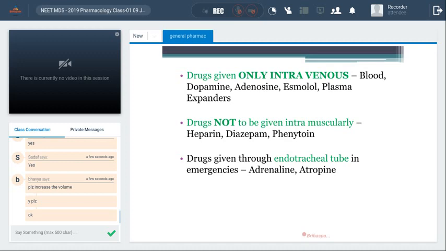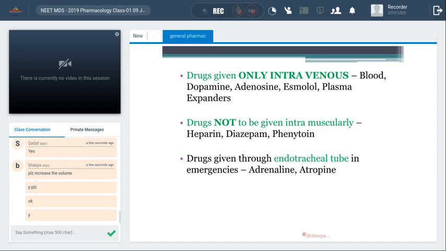And drugs which are given through endotracheal tube. See, what is this endotracheal tube? It is the ET tube, the one which connects the patient's lungs to the ventilator. Say the patient is in coma, connected to the ventilator, and I need to give some drug. If it's not possible for me to give by IV route, I can also give through the ET tube. That is two important emergency drugs, adrenaline and atropine. Clear? Drugs which are given by ET tube are adrenaline and atropine. So is this clear for you till here? We are in the very, very basics.